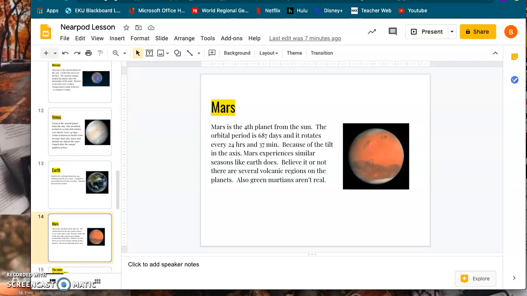Also, green Martians aren't real. As much as we want them to be, Martians are not real. But that doesn't mean aliens aren't. Keep an open mind, people.